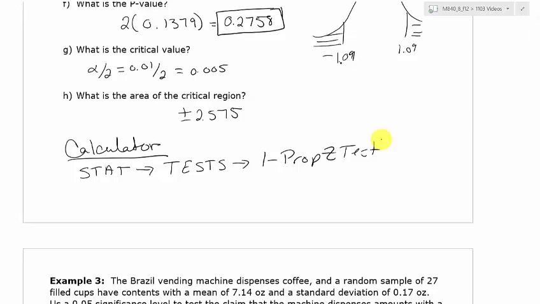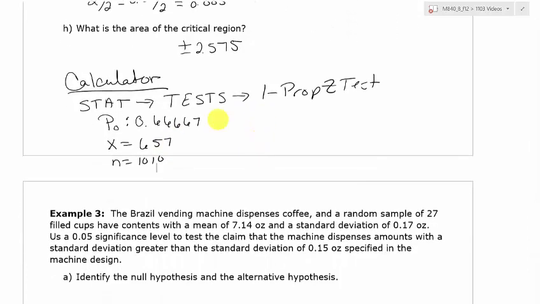You're going to need to enter P sub 0. This is 2/3, but the calculator needs you to put in a decimal. So here you will have to round. So put in a bunch of 6s and a 7. Then you need to give it X. That was 657. And then you need to give it N, which was 1010.